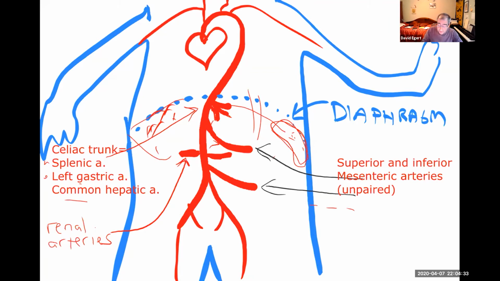Once you get to this level, this is kind of where your hip bones are. So these two main branches that come off at the bottom of the descending aorta where it splits, these are called the common iliac arteries.